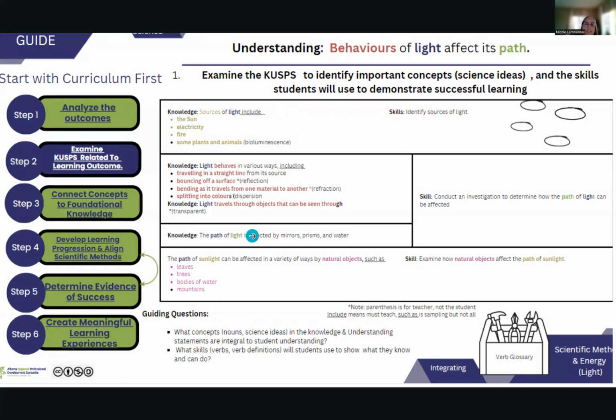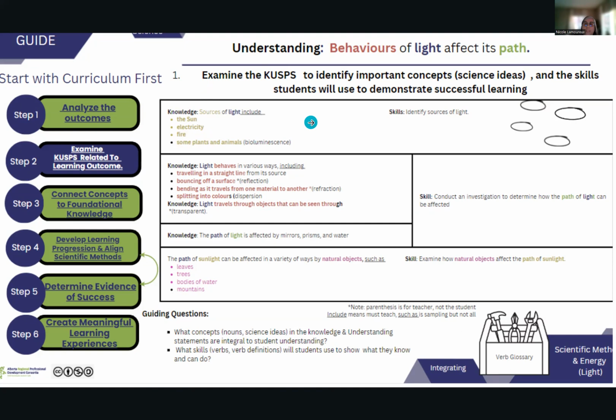You can see here, this is for light. Our guiding question is: what concepts or nouns or science ideas, and what knowledge and understanding statements, are integral to student learning? So I color-coded here, behaviors of light affect its path. I started to move the knowledge statements and the skills around to line them up, and CMAS does a great job of that, by the way, to help you out.